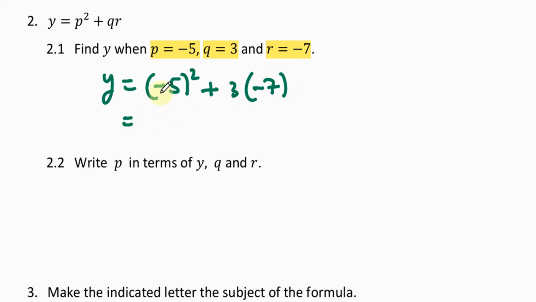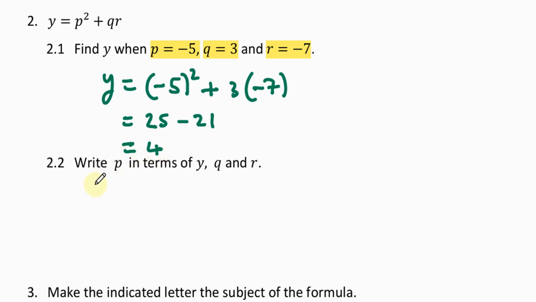Now, a negative squared is a positive, and 5 squared is 25. Here, a positive times a negative is a negative, and 3 times 7 is 21. So y will equal 4.